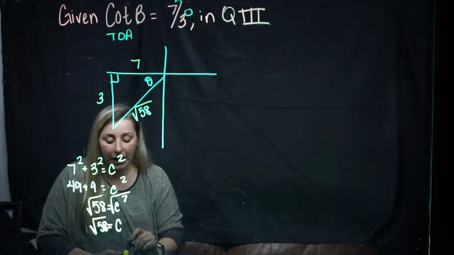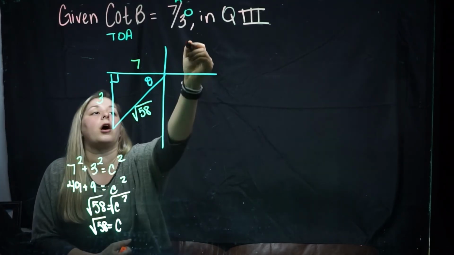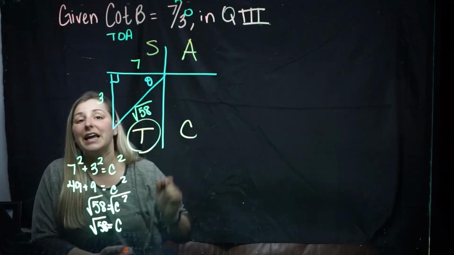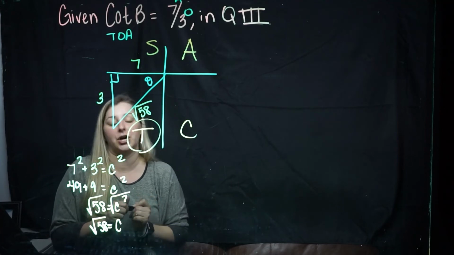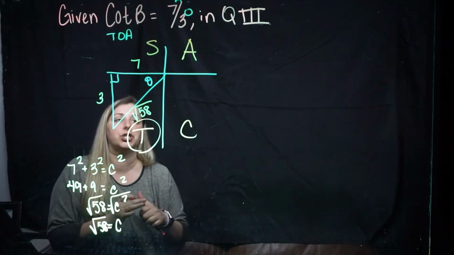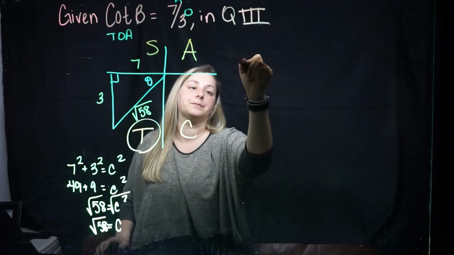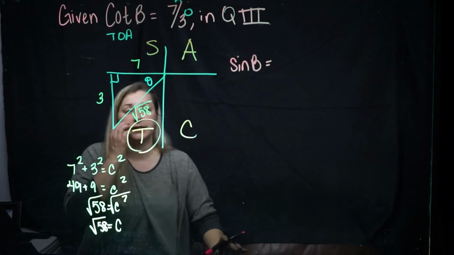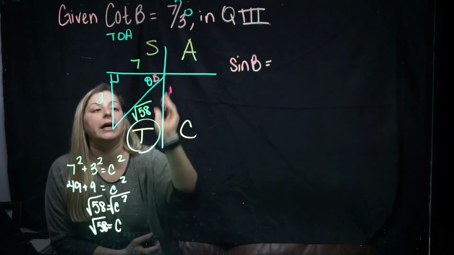Also remember, we are in quadrant 3, so we have to remember our All Star Trig Class. So T quadrant this time, which means tan and cotan are positive, everything else is negative. So let's start setting up our trig ratios. First we want sine. The sine of the angle, in this case it's B. We could label this as B if we need.